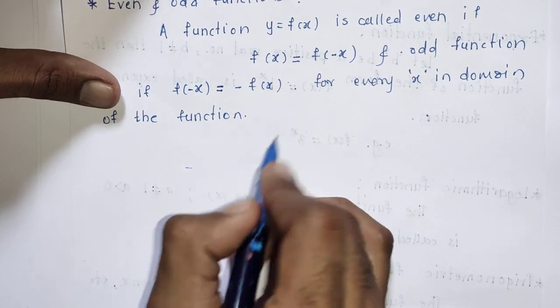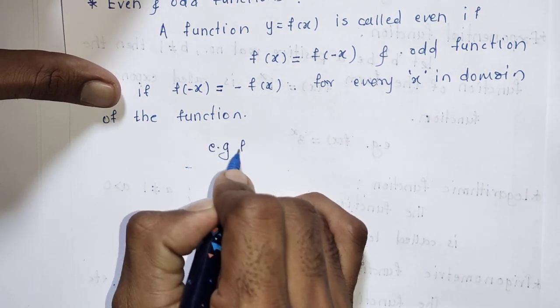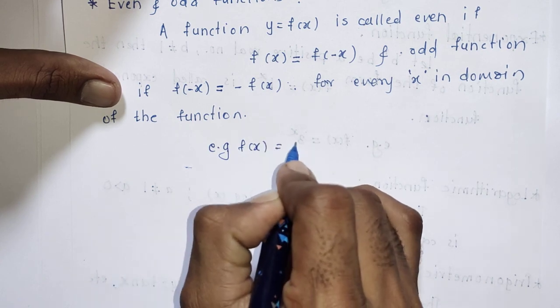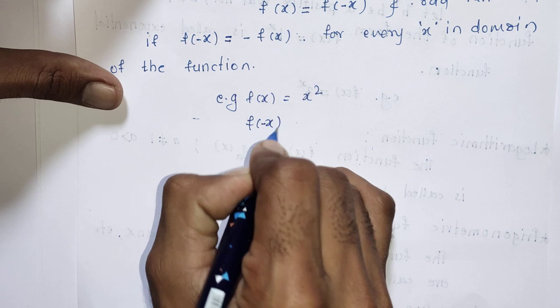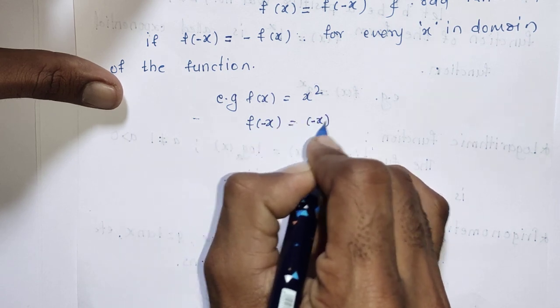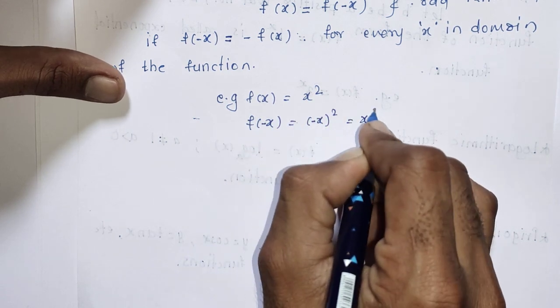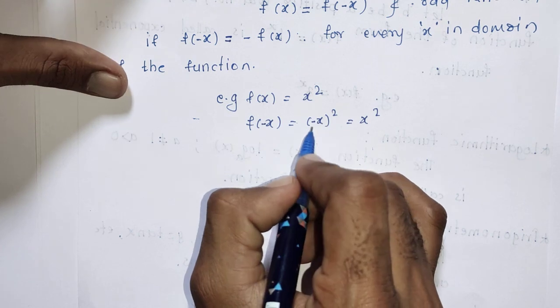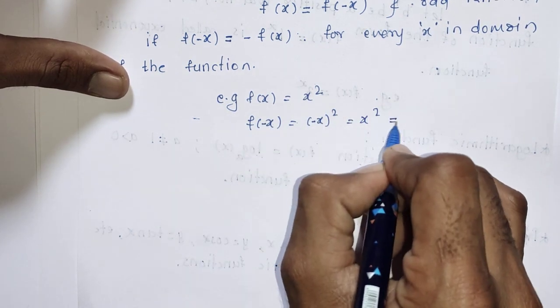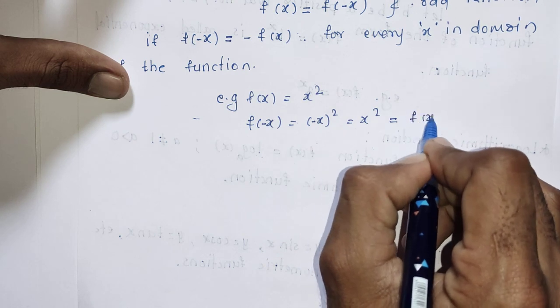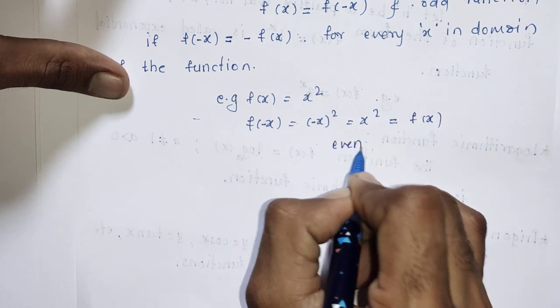For example, suppose f of x is equal to x squared. Then clearly f of minus x is equal to minus x, squared, and that is again positive x squared, because we know that the square of a negative number is a positive number. So f of minus x is equal to f of x, so this function is an even function.